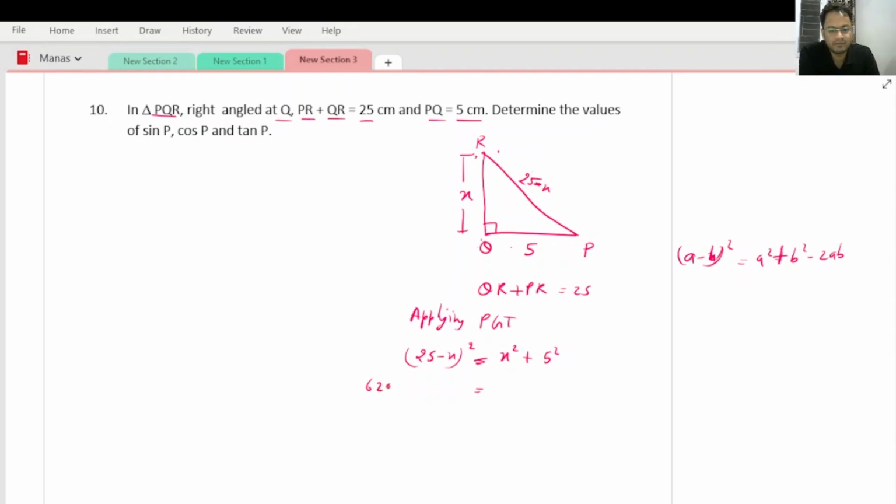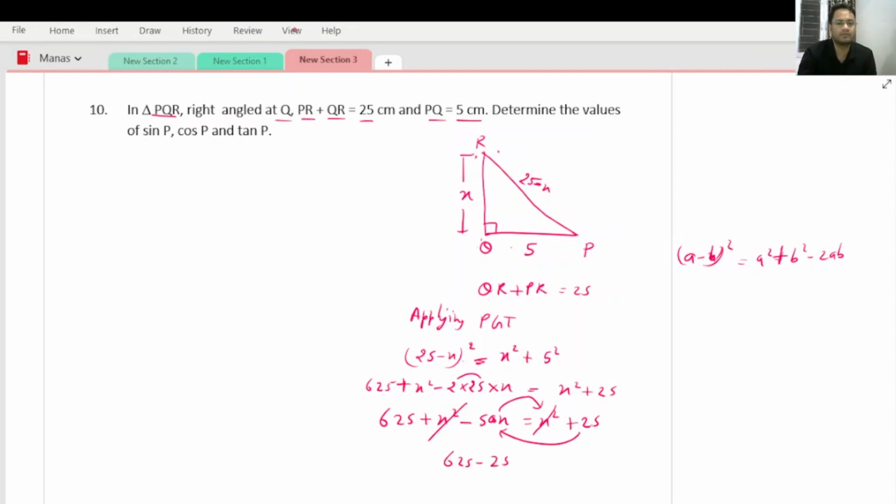So a square, that is 625 because 25 square, plus x square because b square, then minus 2ab, so 2 into 25 into x. This is equal to x square plus 25, since 5 square is 25, right? So this is 625 plus x square minus 50x is equal to x square plus 25. So x square and x square, because they are like terms, will be cancelled. Now you can send this 50x to this side and 25 to this side. So 625 minus 25.